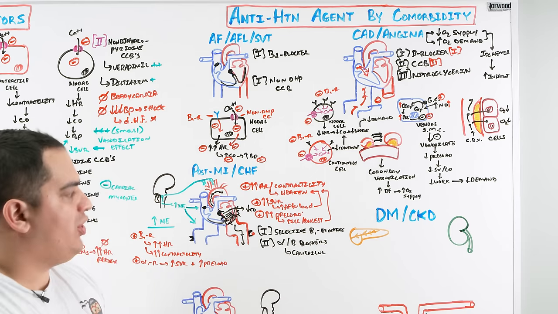Okay, so now we know if a patient has essential hypertension without any true comorbidities, there are four first-line agents for essential hypertension: ACE inhibitors, ARBs, thiazides, and dihydropyridine calcium channel blockers. If they're non-elderly, non-African-American, they have hypertension, ACE inhibitors, ARBs, thiazides. If they're African-American, non-elderly with hypertension, they don't respond as well to ACE inhibitors, ARBs. So dihydropyridine calcium channel blockers, thiazides. If they're elderly with hypertension, regardless of their race, dihydropyridine calcium channel blockers.